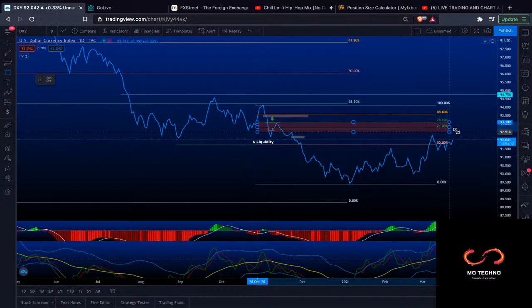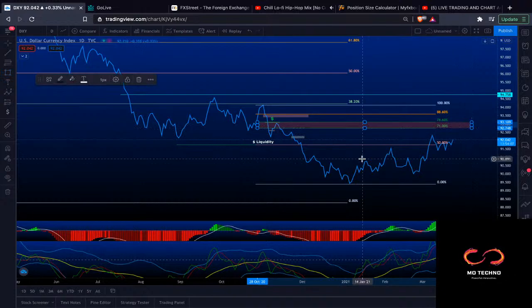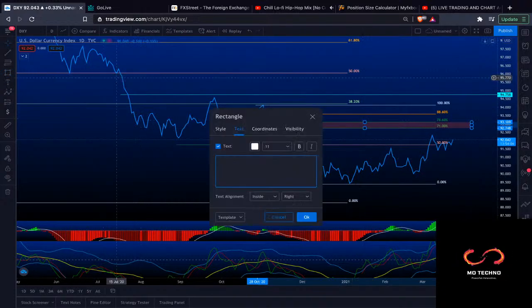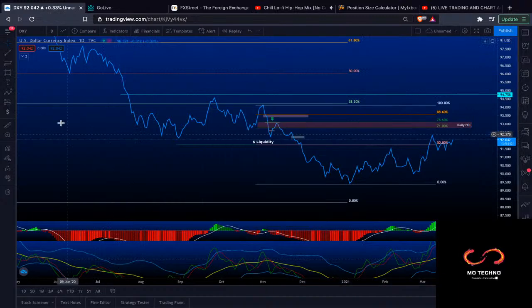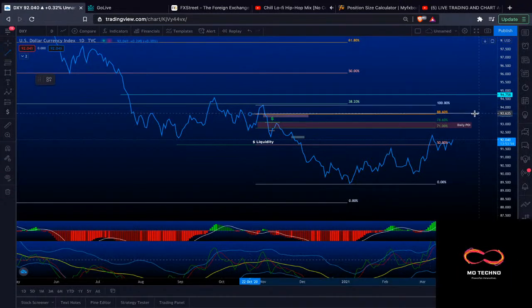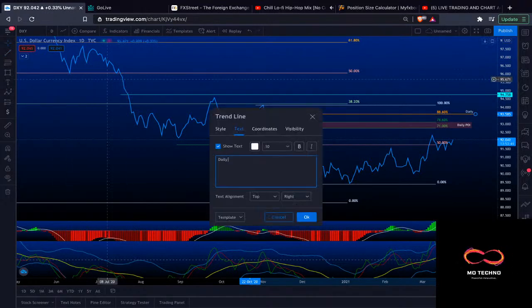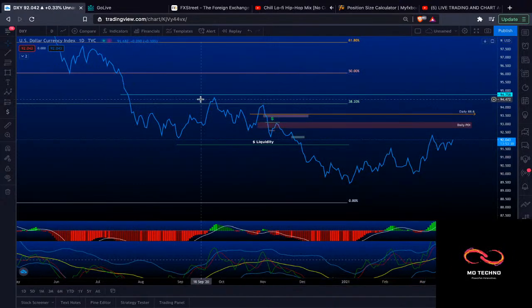My first area, which I will highlight, is the 78.6 and the 71.6. I'm going to write daily POI on that one. And then my last deep retracement key level that I am looking for will be the 88.6. I will put it in gold and call that daily 88.6, just to see where we are currently in respect to the market structure and the market cycle.